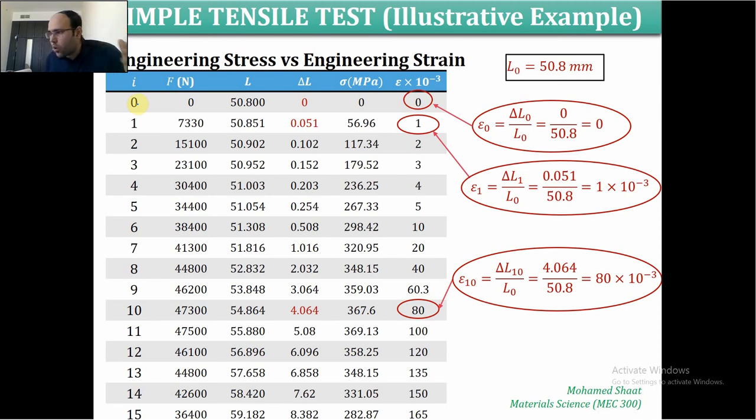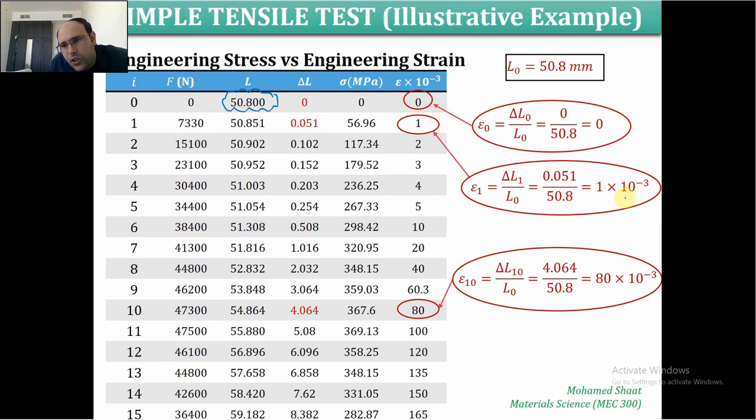So that's why the strain at the first instant is 0. And this makes sense. Why? Because we didn't apply any force yet. How about instant one? You're going to divide the elongation that you just calculated, 0.051, by 50.8. Remember that we are all the time dividing by the original length, not the corresponding length. You should divide all the time by the original length, which is 50.8. This is going to give us 1 times 10 to the power negative 3. If you did the calculation, you're going to end up with this value. So simply you can plug here 1 times 10 to the power negative 3.